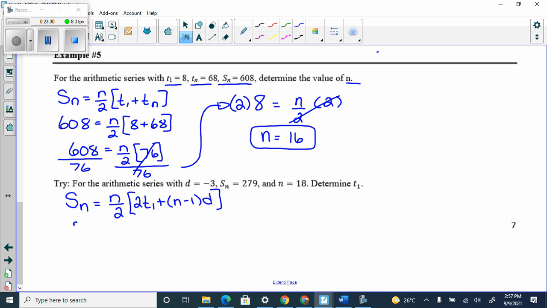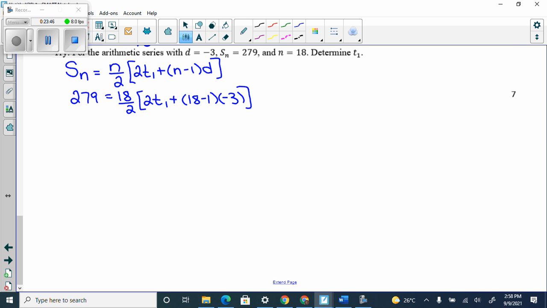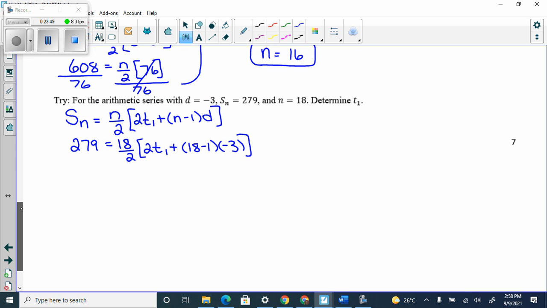Sn is 279 equals 18 divided by 2, bracket 2T1 plus 18 minus 1 times negative 3. So 279 equals 9, bracket 2T1 plus, what's 17 times negative 3? 17 times negative 3. Negative 51.